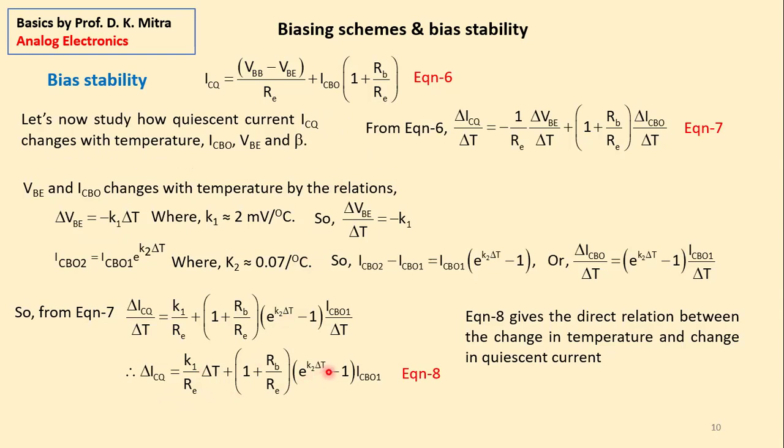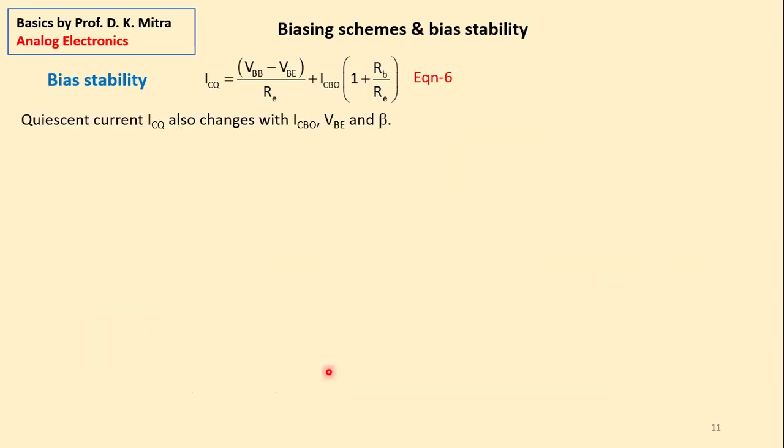Now, we are not going into further deductions. These equations will be necessary to you if you go for higher studies after BTech or BE. We have seen changes with ICBO, VBE and beta. Accordingly, three definitions have been defined. Changes with ICBO is called S or SI, that is the stability factor.